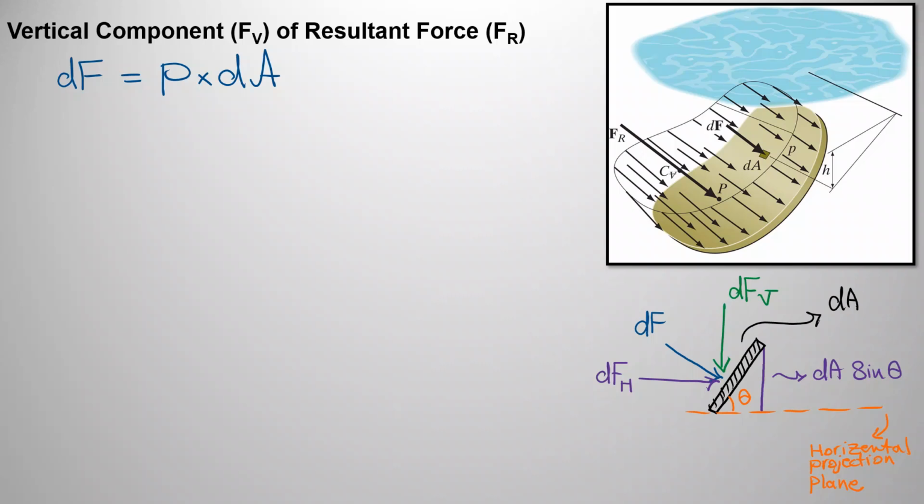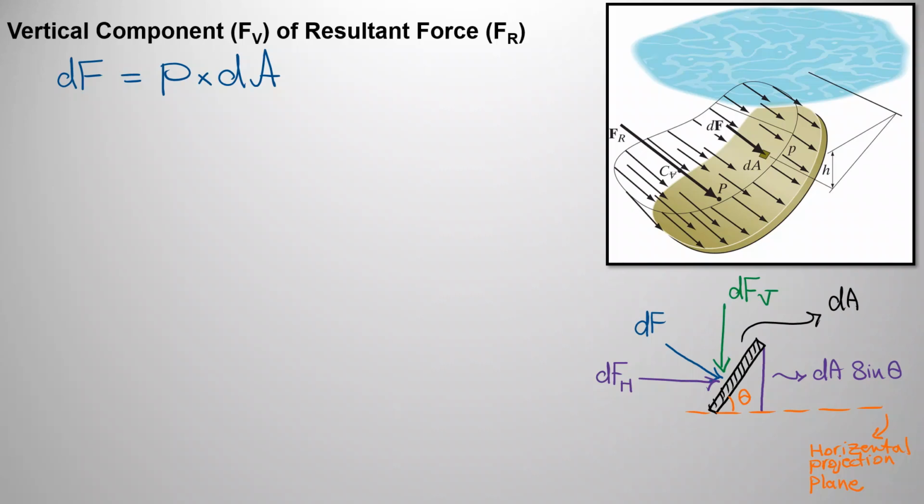I have summarized some information from the previous slide, and in this slide, I'm going to show you how to derive the vertical component, or F sub V, of resultant force F sub R. All right, take a look at the free body diagram over there. Right now, using the orange pen, I have drawn the horizontal projected plane, right?